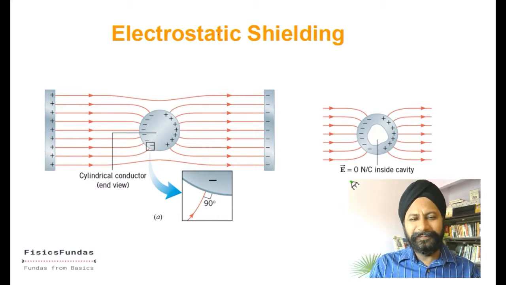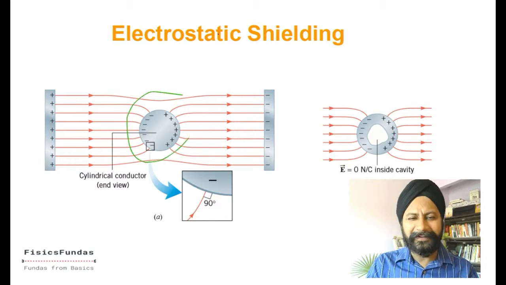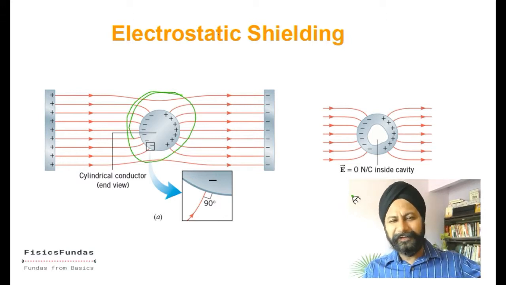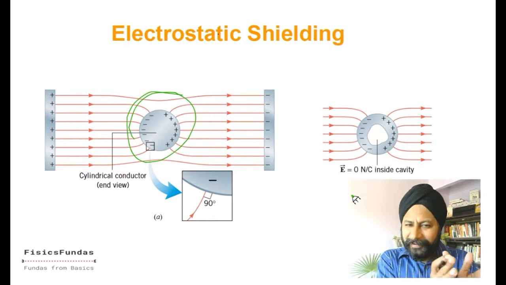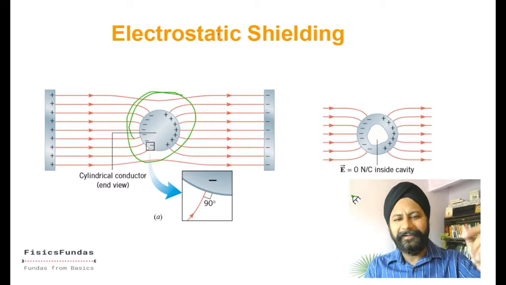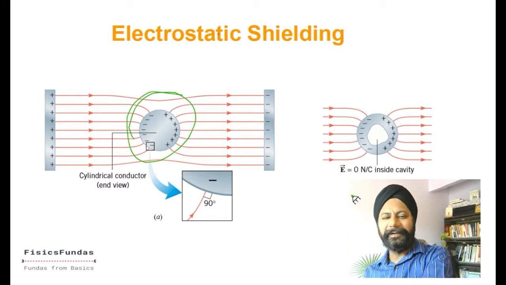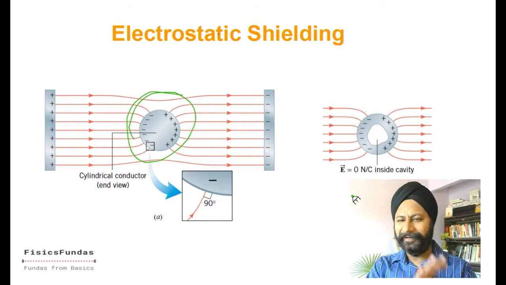So let's say there are some positives here, some negatives here, there were field lines, but you can see what happens here. The electric field lines are ending here because, remember, electrons have come up to the left hand side. The electric field is ending here and then they re-emerge, but inside there is no electric field.